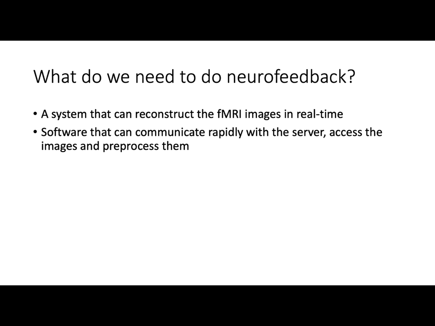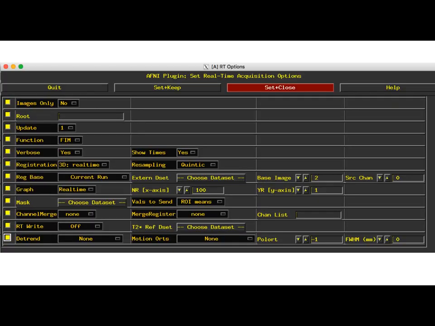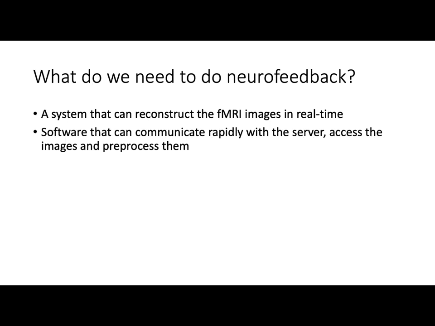So what do we need to do neurofeedback? We need a system that can reconstruct fMRI images in real time. We need software that can communicate rapidly with the server, access the images and pre-process them. AFNI will do all of that for you. This is the AFNI plugin, and you can put in all of your data, and you can tell it what you want it to do with the signal, and it will do that for you.